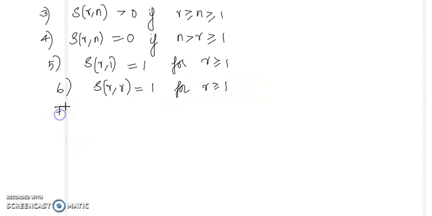Next result is, if you take S of R minus 1, that will be equal to RC2. So let us see how we get S of R minus 1 equal to RC2. This is the number of ways of distributing R objects to R minus 1 boxes, so each box must be non-empty.